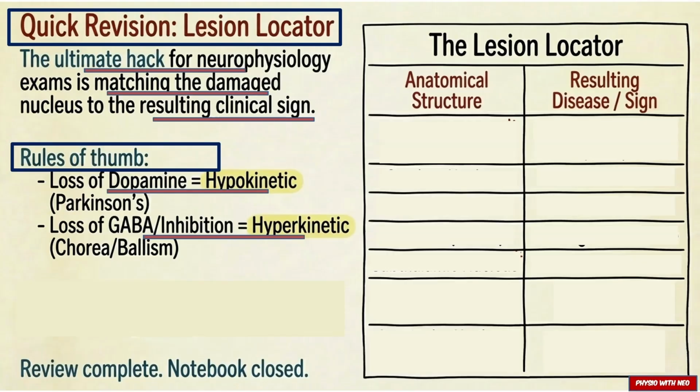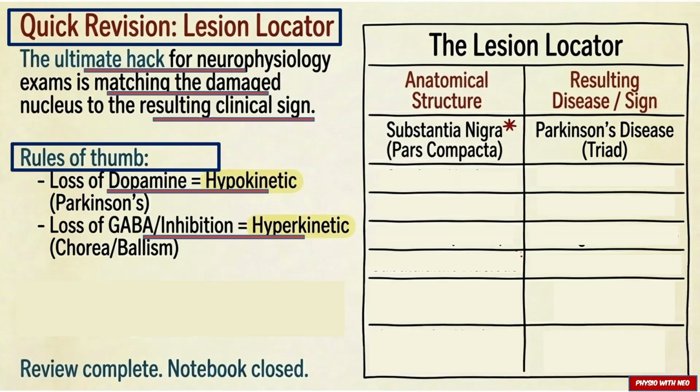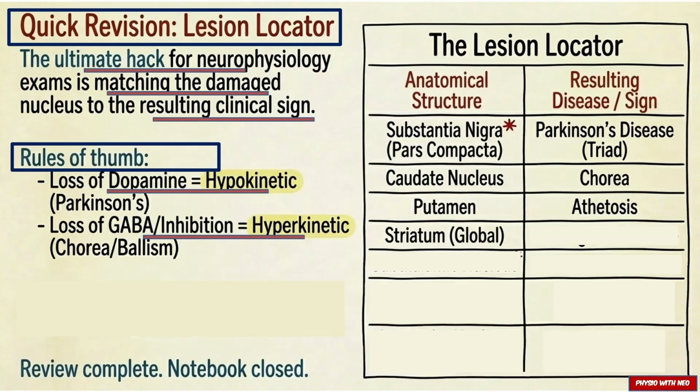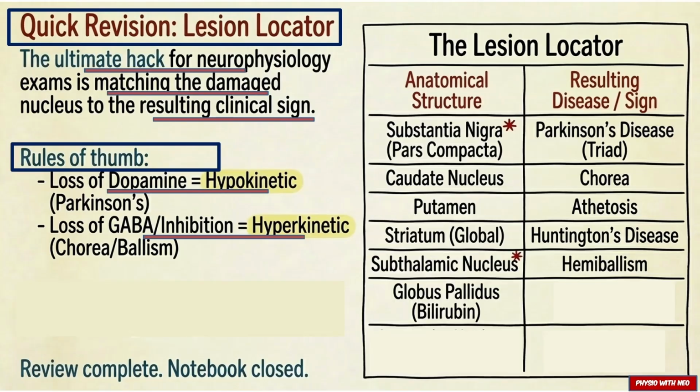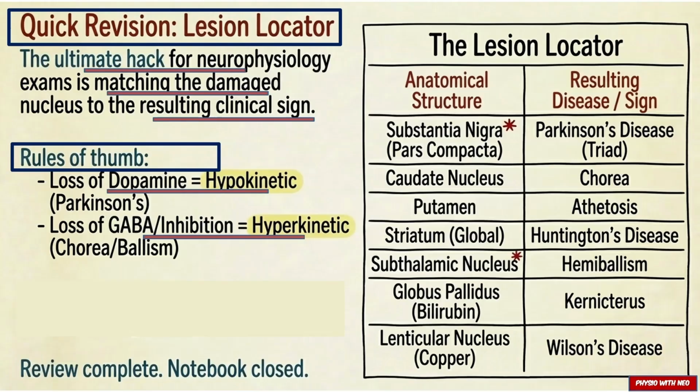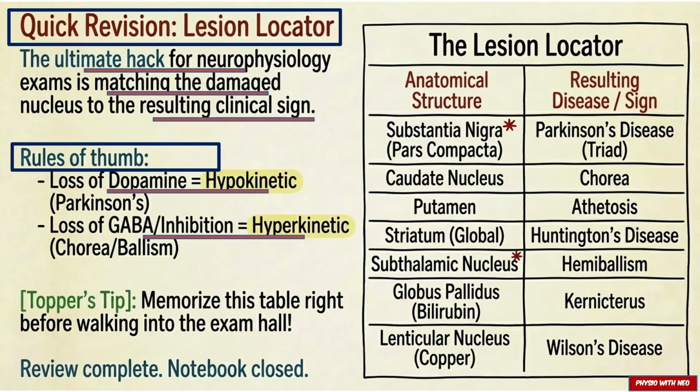Now let's see each anatomical structure whose lesion causes the disease or sign. Lesion in the substantia nigra, that is pars compacta, produces Parkinson's disease. Lesion in the caudate nucleus causes chorea. Lesion in the putamen causes athetosis. Lesion in the striatum produces Huntington disease. Lesion in the subthalamic nucleus causes hemiballism. The accumulation of bilirubin in the globus pallidus produces kernicterus. And lastly, copper accumulation in the lenticular nucleus produces Wilson's disease. Now memorize this table right before walking into the exam hall. If you understand this one flow chart, almost the entire physiology of basal ganglia becomes easy.